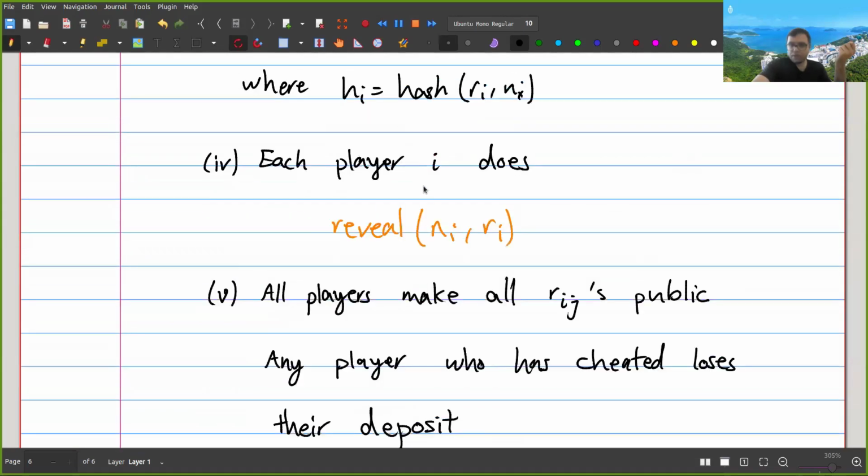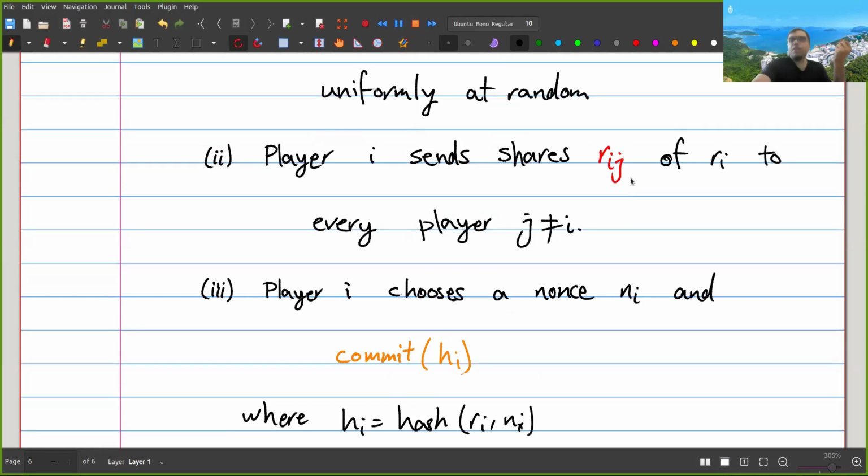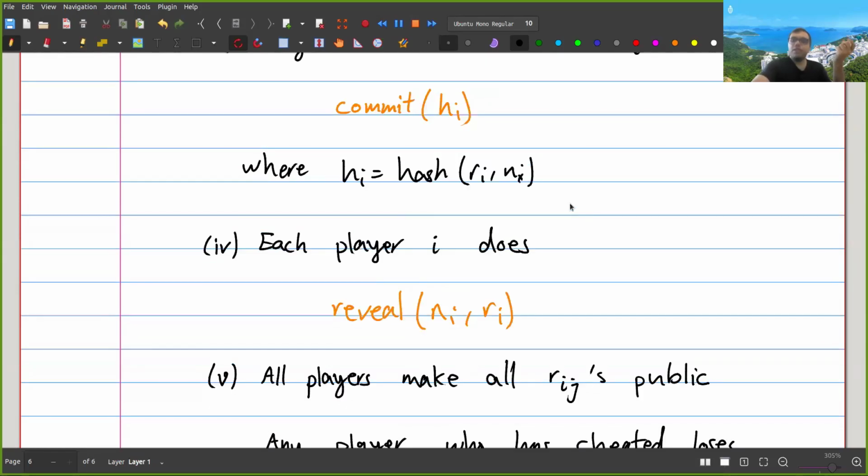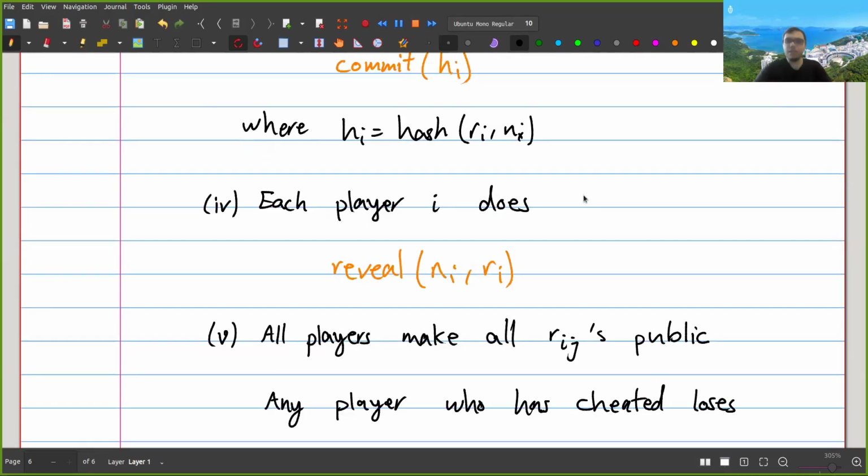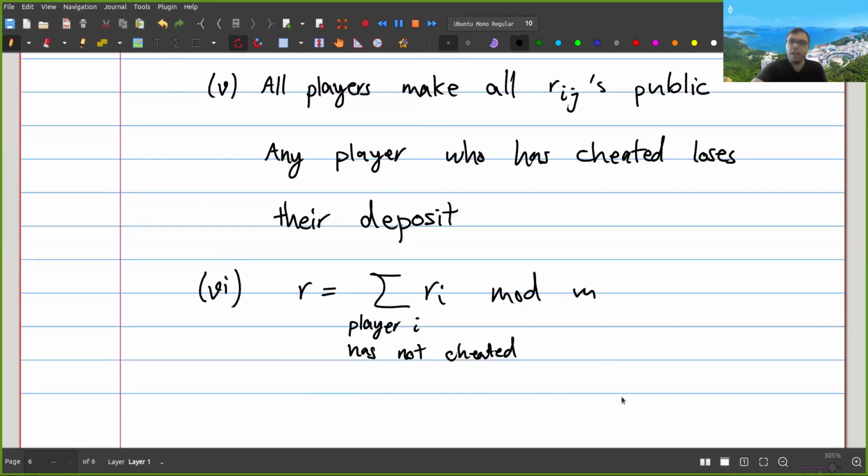You will lose your deposit, of course, because you have cheated. But remember, you have already sent shares to the other people. So t of the other people can come together and they can reconstruct your value of Ri, and we will add your Ri to the sum.